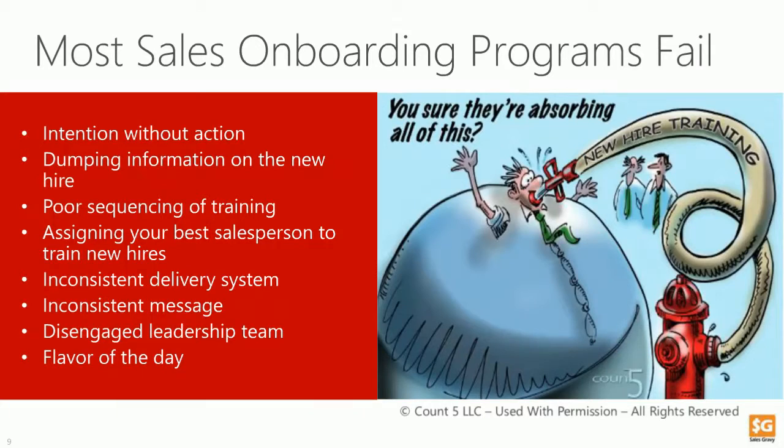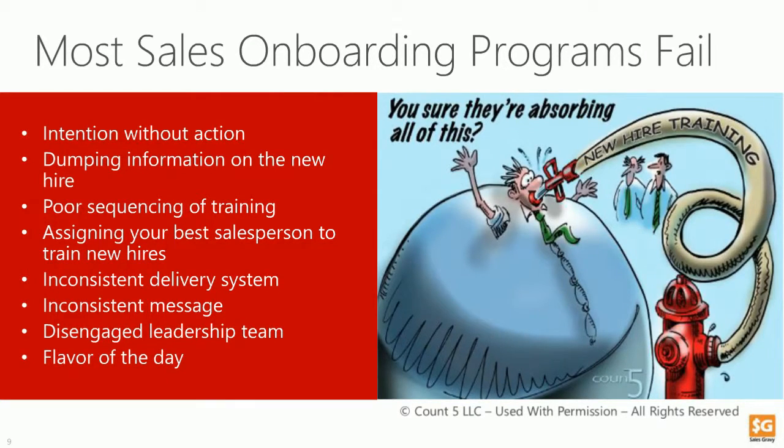The other problem, and one reason why sales onboarding programs fail, is that you're dumping information on the new hire, just giving them all kinds of information all at one time. And because of this, there's a poor sequencing of the training material. An example of this is I have an inside sales client that when we first started working with them, their new hires would spend 3 weeks in the classroom learning all the systems and the processes and the protocols and the scripts and all that stuff.